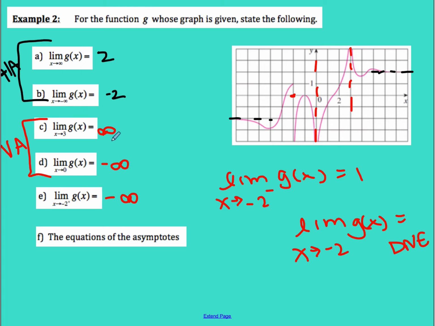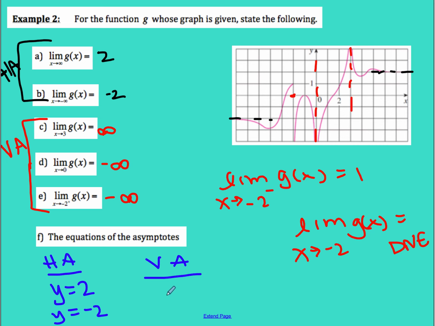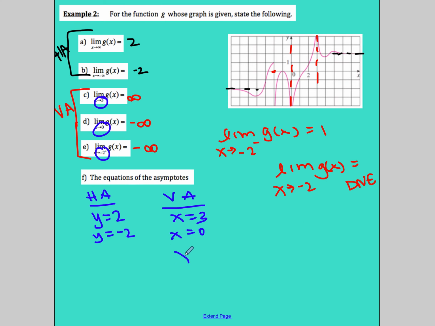Since we got answers of infinity here, I should actually extend this. This would be another vertical asymptote occurring here. My horizontal asymptotes are y equals 2 and y equals negative 2. And my vertical asymptotes would be occurring at x equals 3, x equals 0, and x equals negative 2. So those are my vertical and horizontal asymptotes.